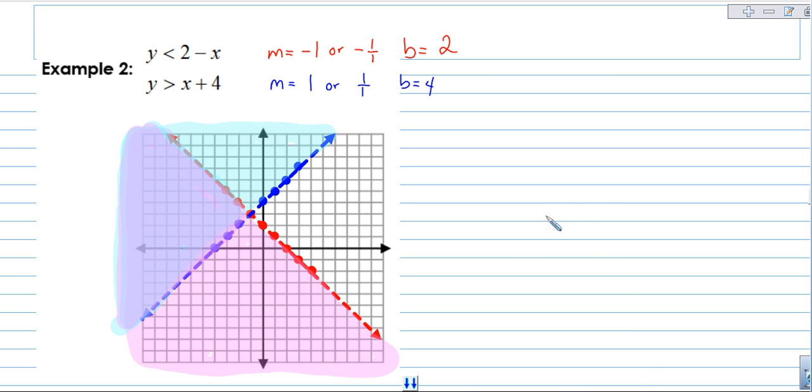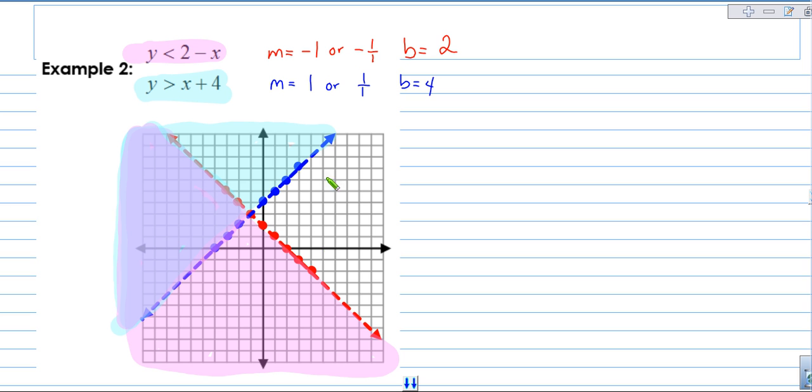Okay, welcome back. We found that our slope for the first red line was -1, and that's the same thing as -1 over 1. I shaded this one with pink, and I shaded the bottom one with blue, and then I found that the slope for the bottom one was 1, or 1 over 1. The y-intercept for the top one was 2, and the y-intercept for the bottom one was 4. Okay, and so I graphed them.